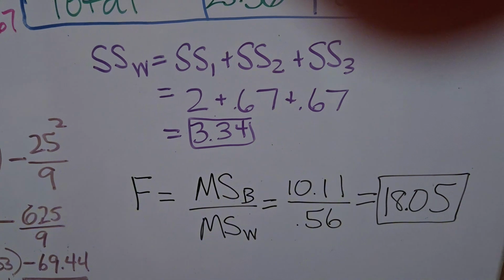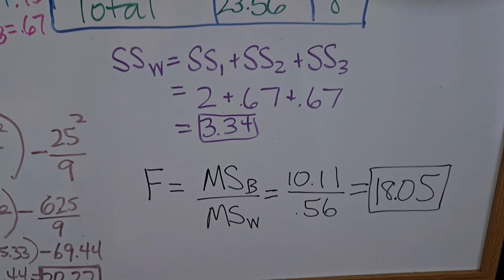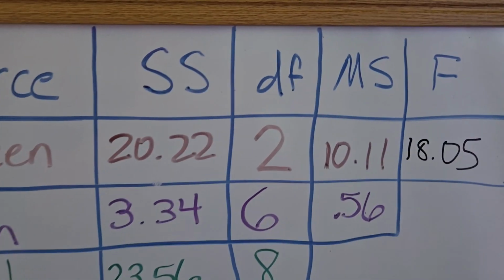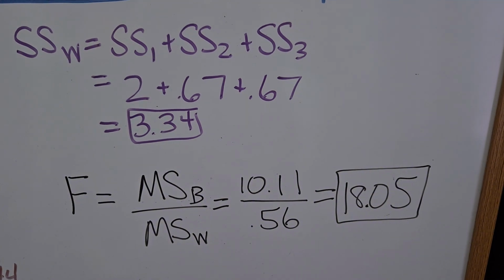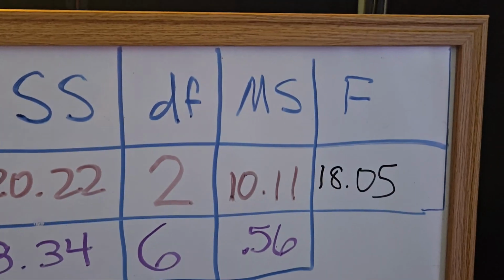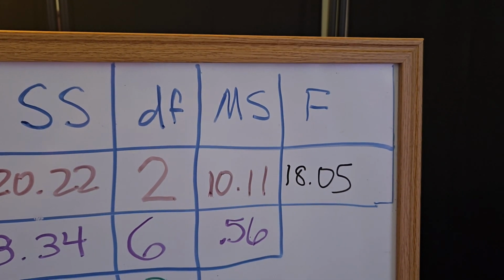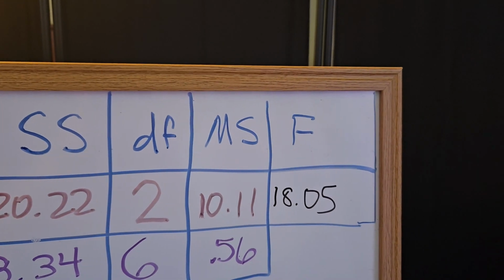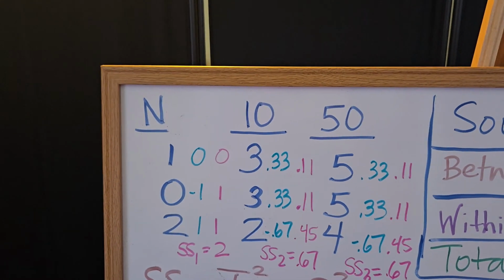All right, so our formula for the F ratio is mean squares between over mean squares within. And so remember from up here, that's going to be 10.11 divided by 0.56, which gives us 18.05. So now we know our F ratio, that's our test statistic, 18.05. Well, is that a good one? Does that support a difference between these 3 groups?